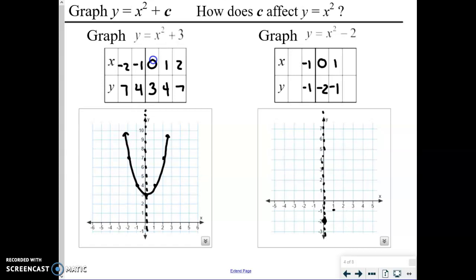So again, we're still moving up, we're still symmetric, and again, if we plug in 2 and negative 2, 2 and negative 2 squared is 4, minus 2 is 2, so their outputs are also a symmetrical pattern.